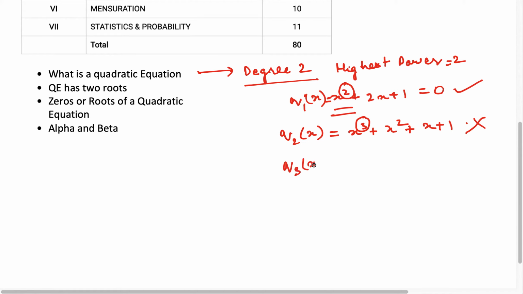Similarly, I will give you another example. If it is x plus 1, now this is a linear equation. This is also not a quadratic equation because the power is not 2. Similarly, if I write another equation, x square plus 2 root x plus 1.